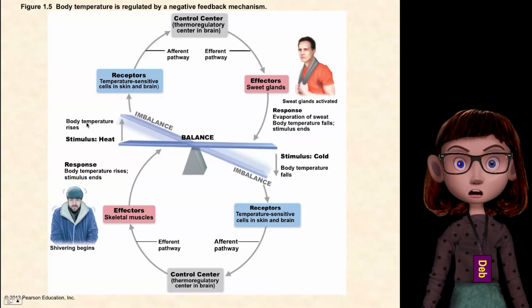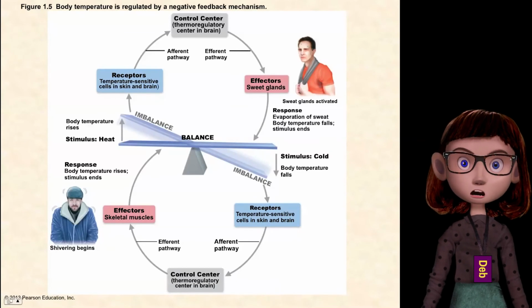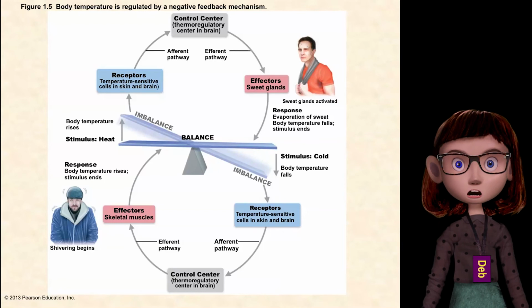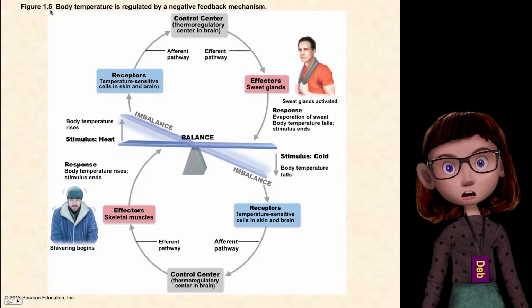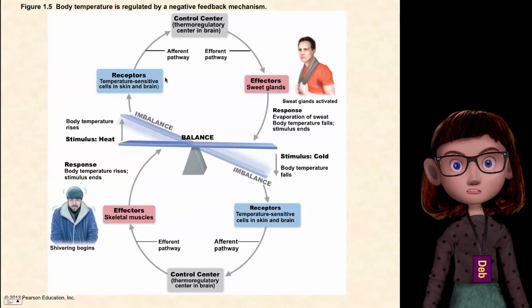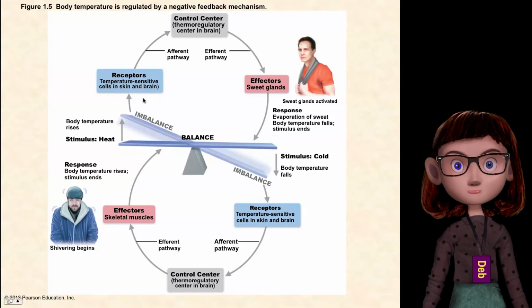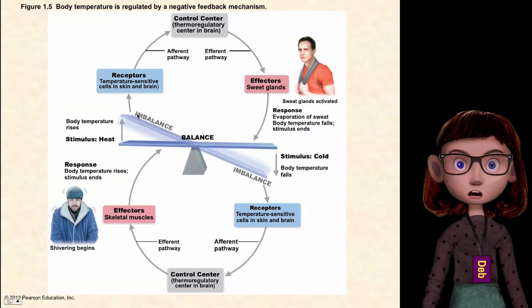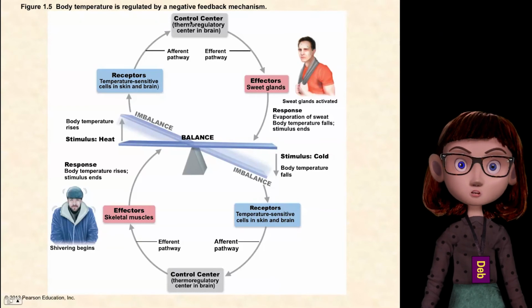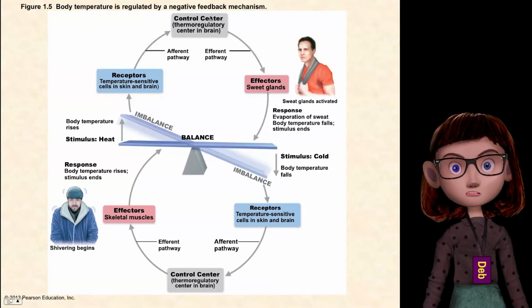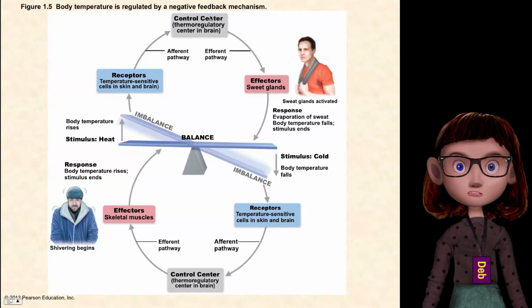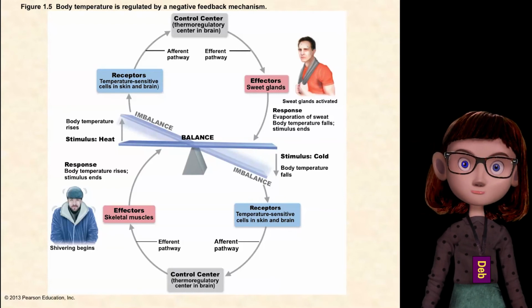So the body temperature will rise when it's hot outside or you're generating body heat by working out, etc. Then there are receptors that are going to respond, temperature sensitive cells in your skin and the brain, and that's going to increase body temperature. That will go to the control center, which happens to be in our hypothalamus. It's a thermoregulatory center in your brain.